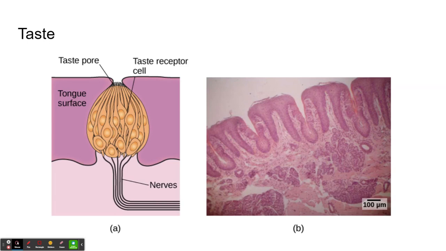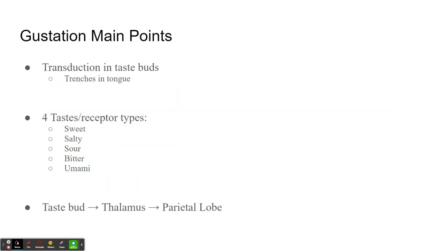Taste, or gustation, is where taste buds, which are basically just trenches in your tongue, as you can see in the picture, have nerves on them which connect to the brain. The main points: transduction takes place in the taste buds, and you have four taste receptors, or five actually: sweet, salty, sour, bitter, and umami. Your taste bud will send a message to your thalamus and then to your parietal lobe.